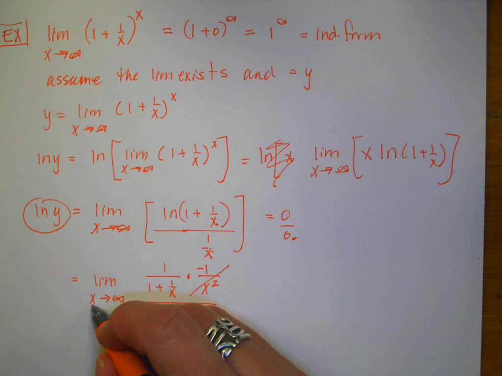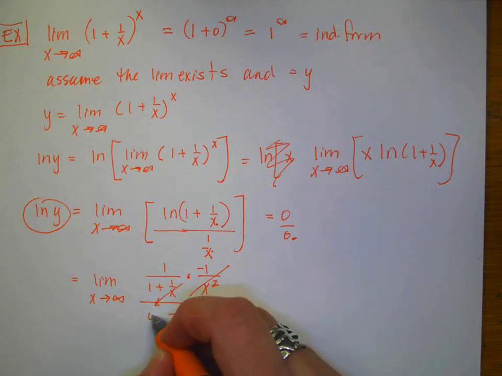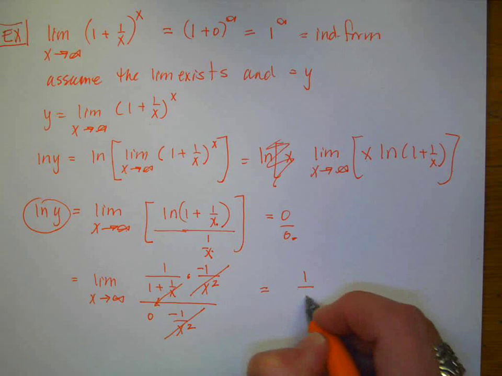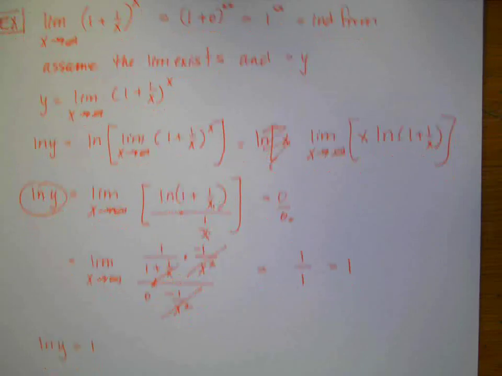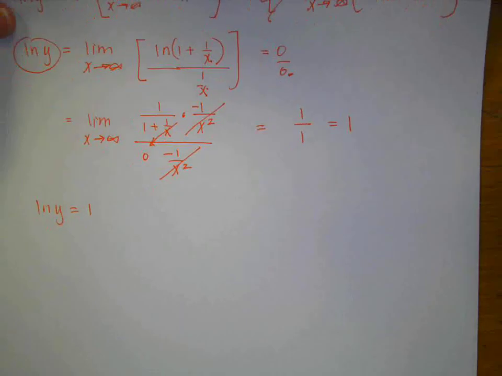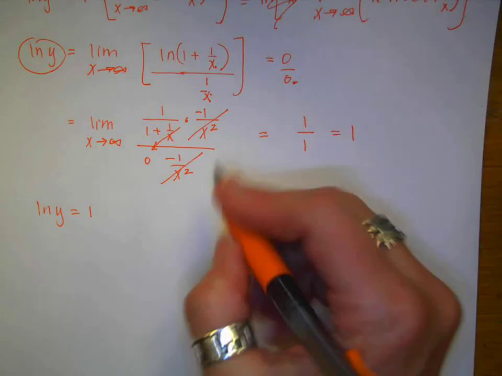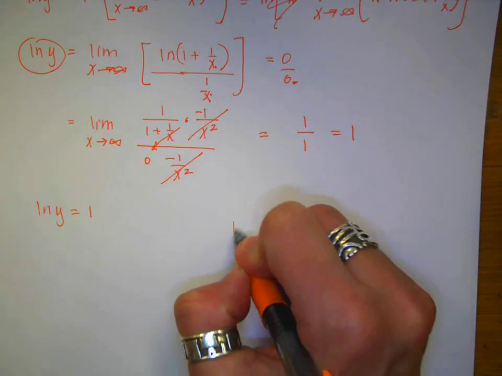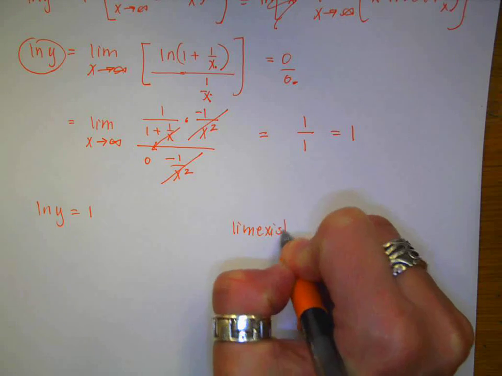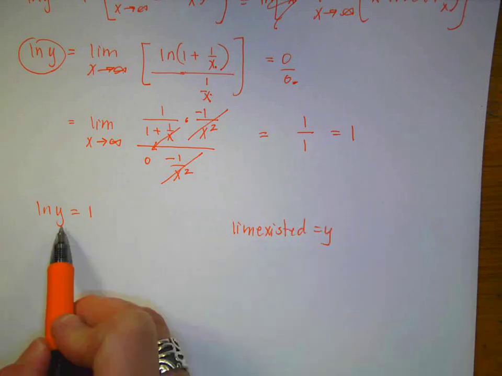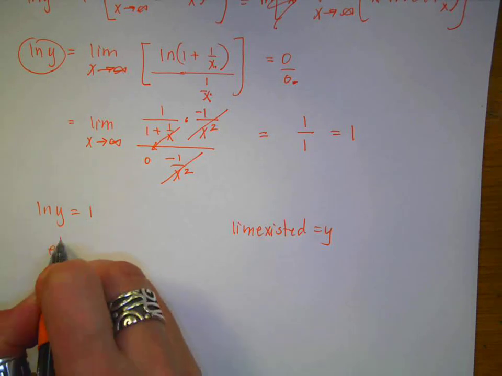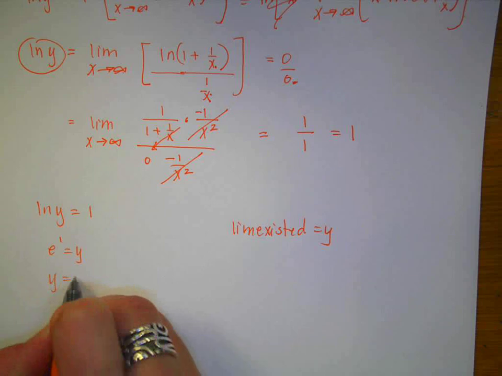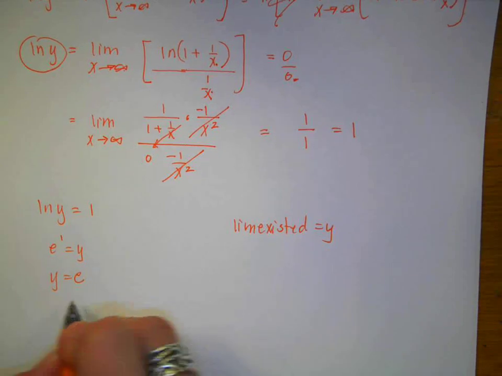Now I've eliminated my indeterminate form, because as I take the limit as x approaches infinity, the 1 over x goes to 0, so I get 1 over 1, so the limit is 1. But I still have the equation: the natural log of y is equal to 1. I'm still not quite done, because in the very beginning we said that the limit existed and was equal to y. So I still have to solve for y to find the limit. I go back to exponent form: e to the 1 is equal to y, so y is e.